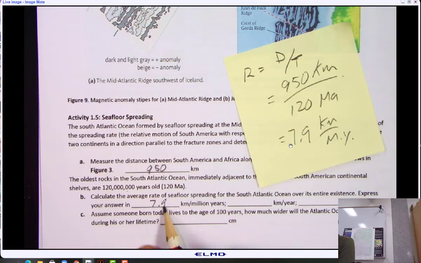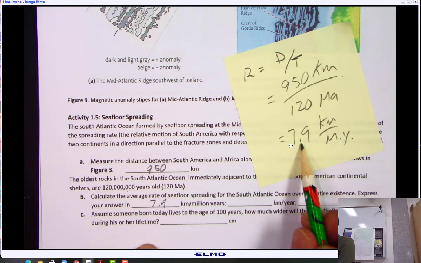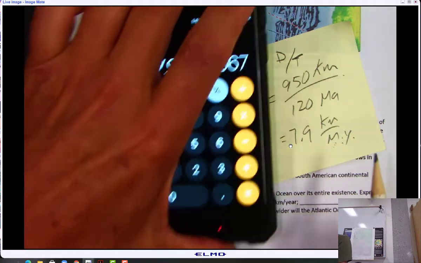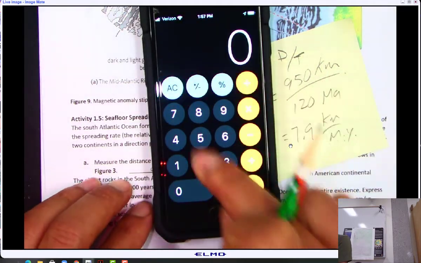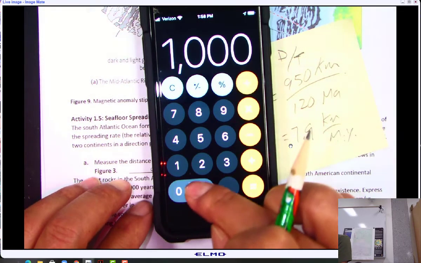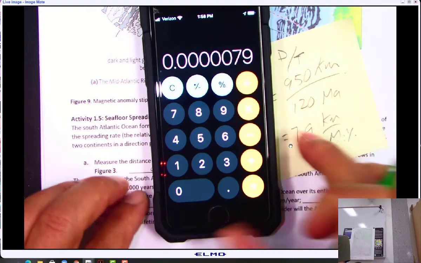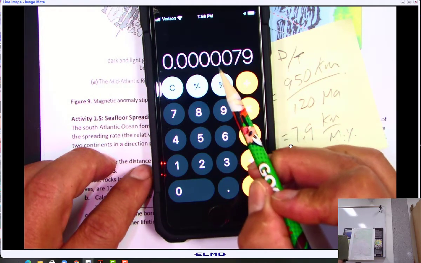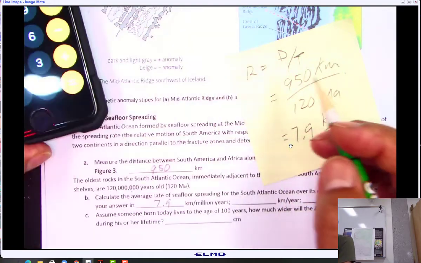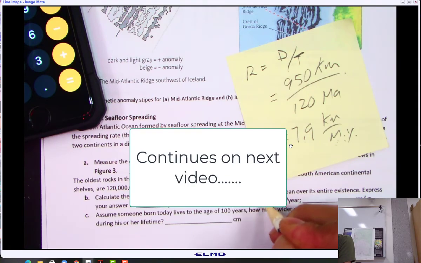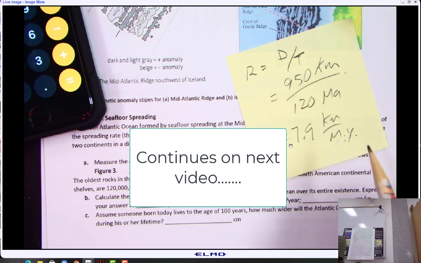They're asking us to make it into kilometers per year. So take this number 7.9 and divide it by a million, because this is per million years. So we're going to take 7.9 and divide it by 1 million. 1, 2, 3, 1, 2, 3, 4, 5, 6. So 7.9 times 10 to the minus 6. It's a really small number, 0.000079.